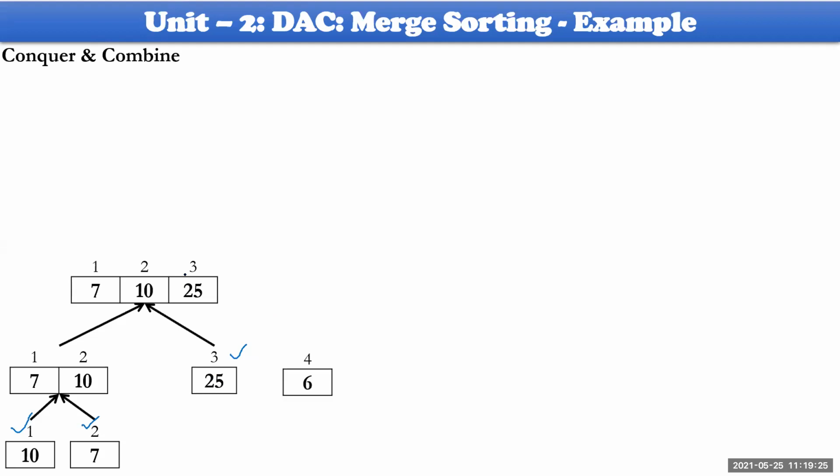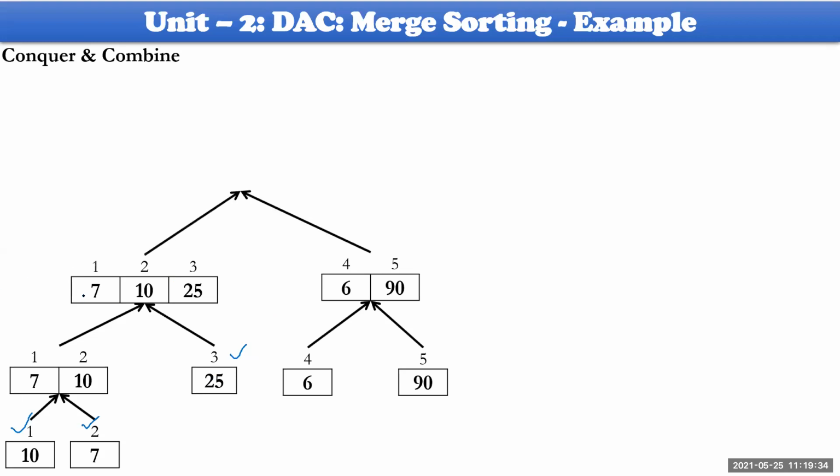Then you take this way. So here also, say 6 and 90 in sorted order. Here also take all these elements. While merging this one, compare 7 with 6. 6 is the minimum element, so 6 will be in the first position, 7 in the second position, 10 in the third position, 25 in the fourth position, and 90 in the last position.